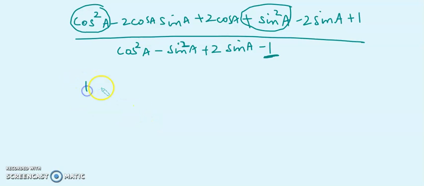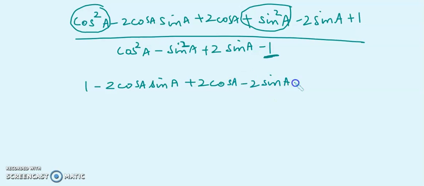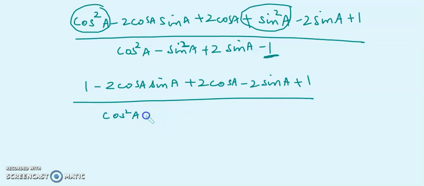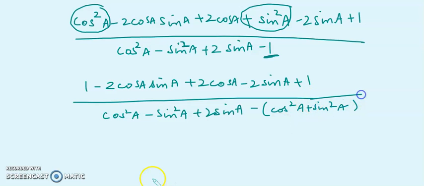So cos square A plus sine square A is 1 minus 2 cos A sine A plus 2 cos A minus 2 sine A and plus 1. The denominator is cos square A minus sine square A plus 2 sine A minus of cos square A plus sine square A in place of 1. Correct? Now this 1 and this 1 I'm going to add, and in the denominator I'm opening this again.